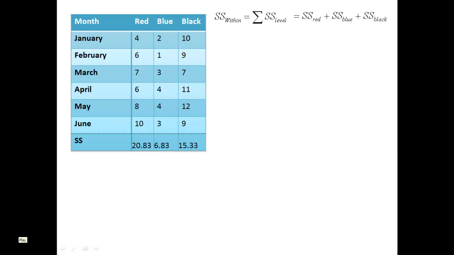So what that looks like for our data set is the sum of squares within equals the sum of squares for red cars plus the sum of squares for blue cars plus the sum of squares for black cars. And we already know what those sum of squares are, so for our data set, that means the sum of squares within equals 20.83 plus 6.83 plus 15.33, which equals 43. And with that, we have already calculated one of the values that we're going to need to know to calculate F. And that's very exciting because we were thinking maybe that we couldn't do this, and now we know it's just numbers, numbers don't bite, and it's going to be a-okay.